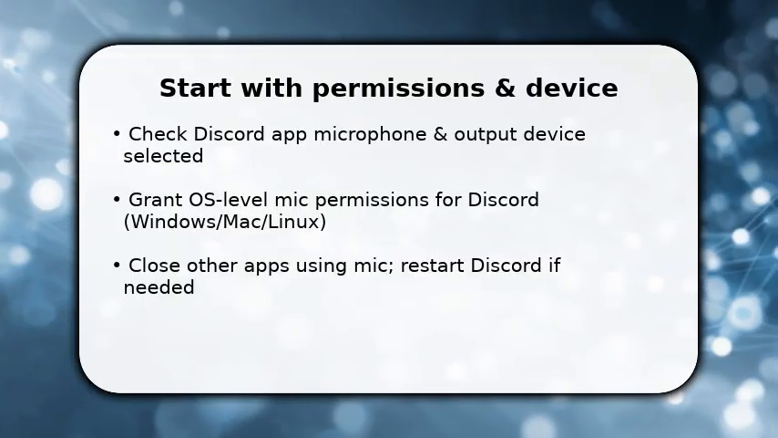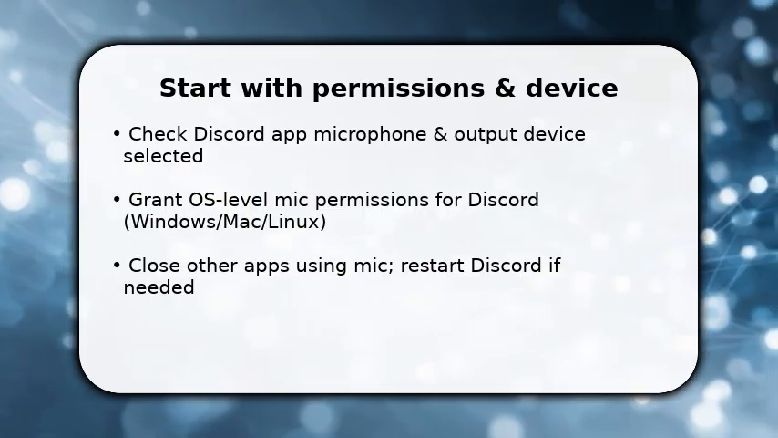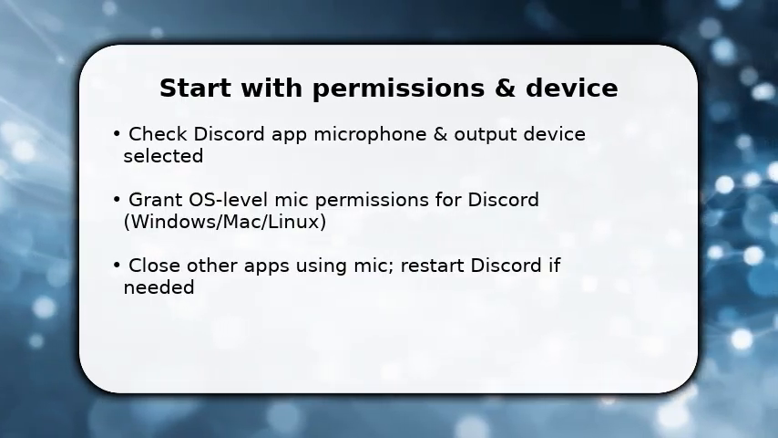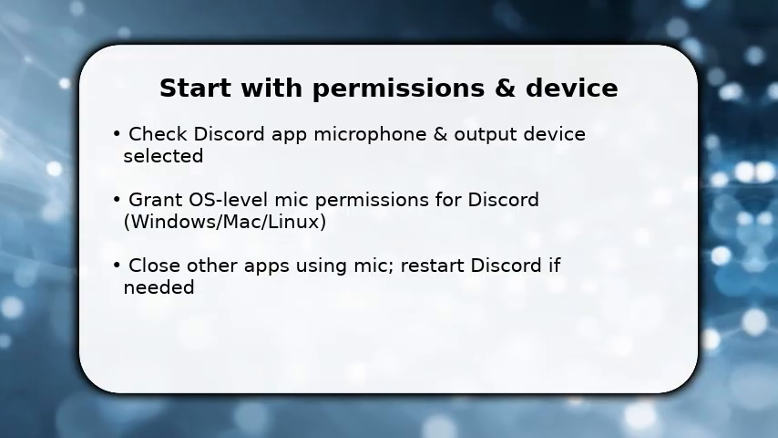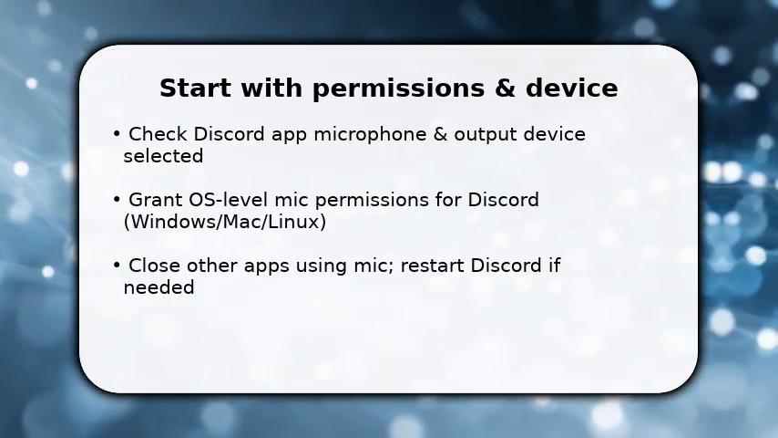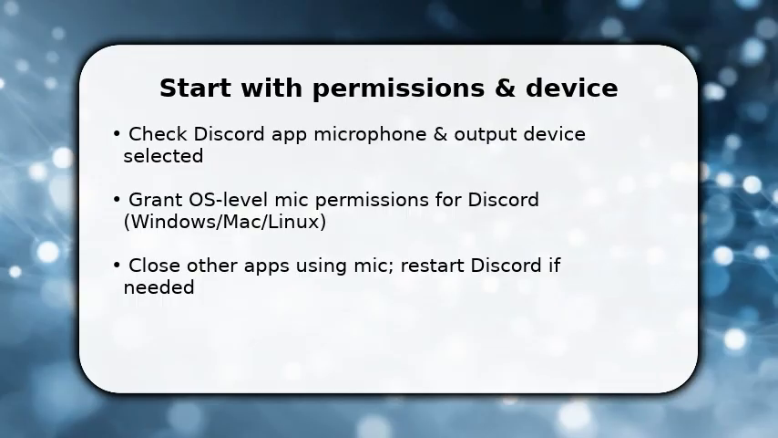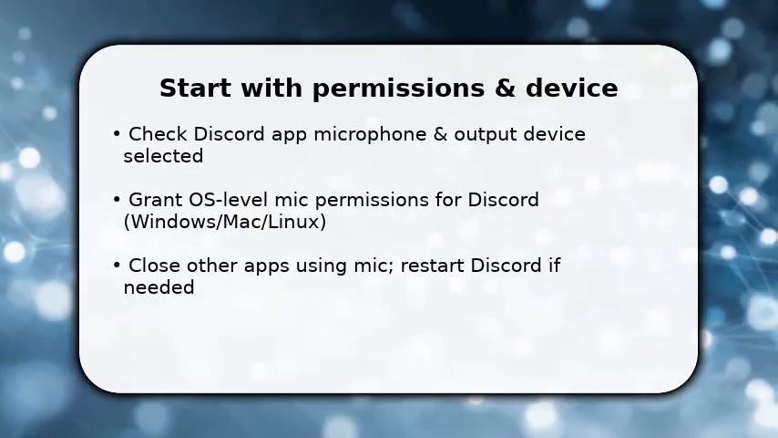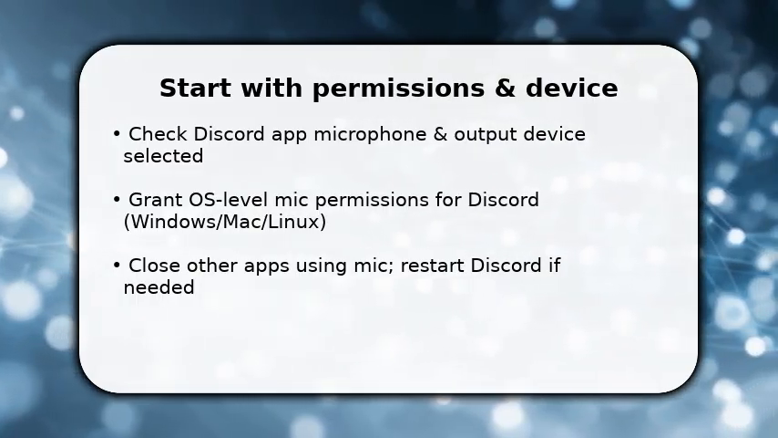You'll start by confirming permissions and device selection so audio can flow. Open user settings, choose voice and video, and pick your input and output. This ensures Discord targets the right hardware. Once done, make sure your operating system has granted mic access to Discord.